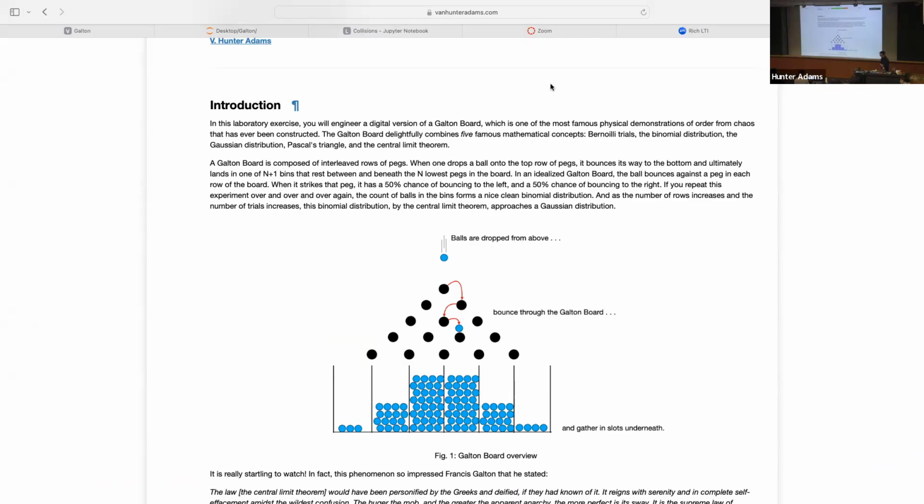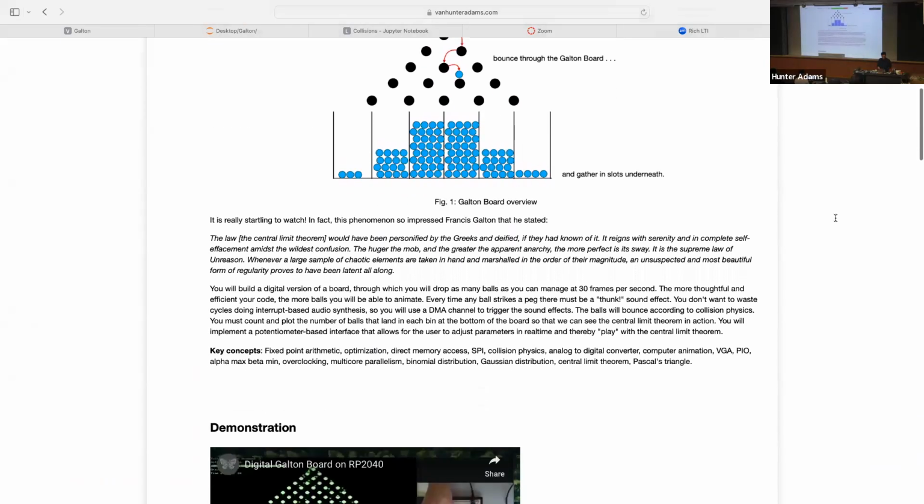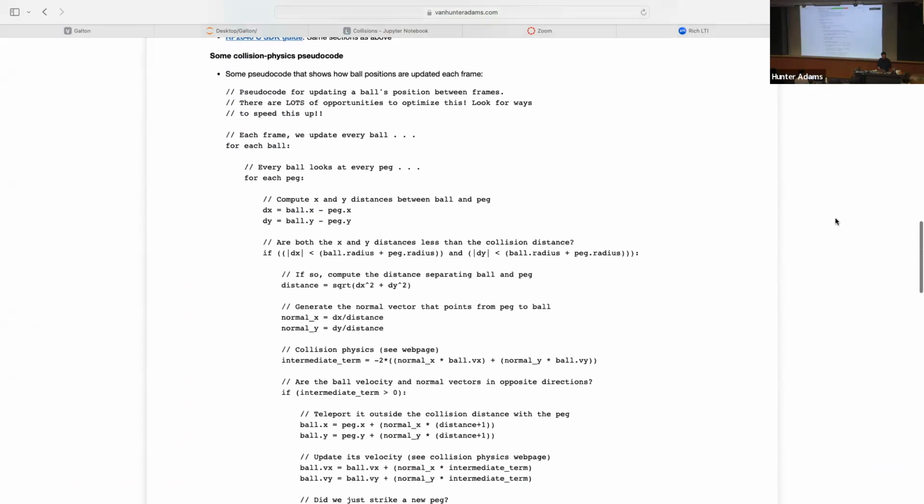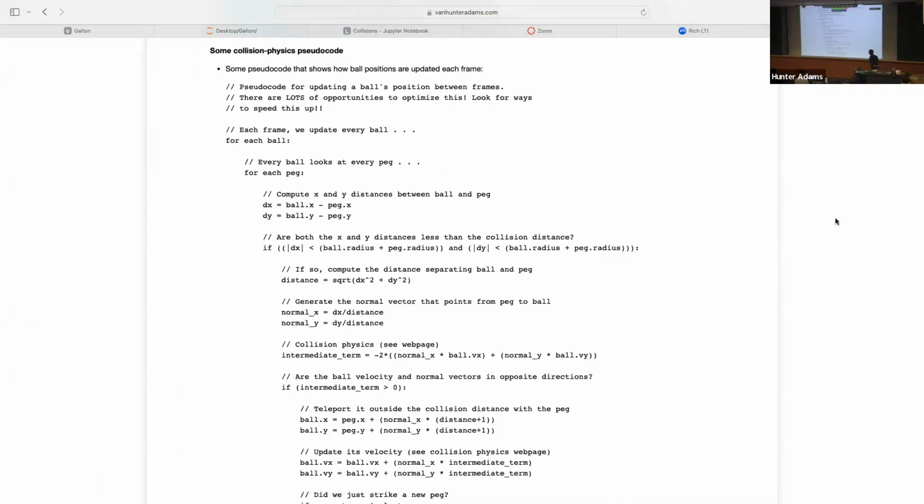So what I would like to do today, we're still going through content related to Lab 2, of course. And what I'd like to talk through today is the pseudocode that demonstrates how you will be implementing the collision physics of the balls bouncing through the Galton board. Many lines of it sort of speak for themselves, but there's a couple of lines here that are a little bit obscure. And so I want to talk through where those lines come from. I'm looking in particular at this intermediate term, -2 times normal x, and so on. I want to speak to this a little bit.